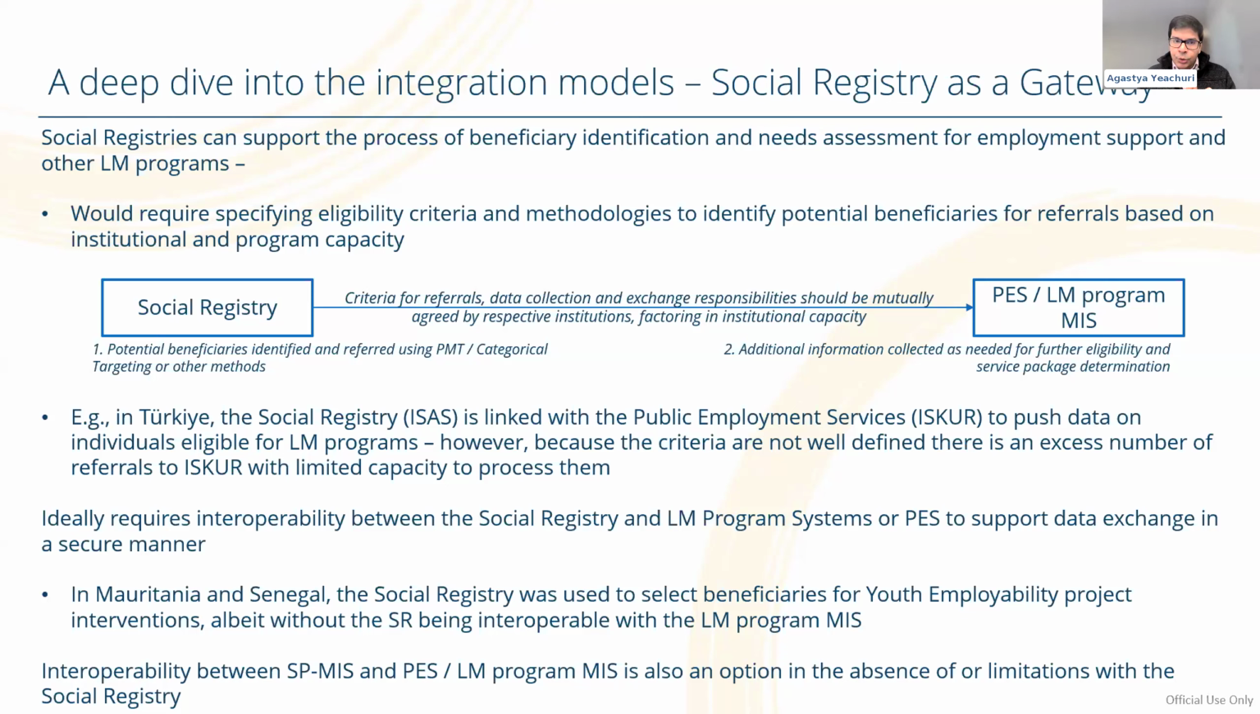Now, the social registry will have certain information that can be used to identify beneficiaries who could be referred, but there may also be a case where additional information may be needed for assessment at the labor market program side. And this requires institutional coordination to figure these out and manage this integration. And this needs interoperability between the social registry and program systems. But we've seen cases in Mauritania and Senegal, for example, where the social registry data was used for referrals, but without the interoperability being fully established. Next slide, please.